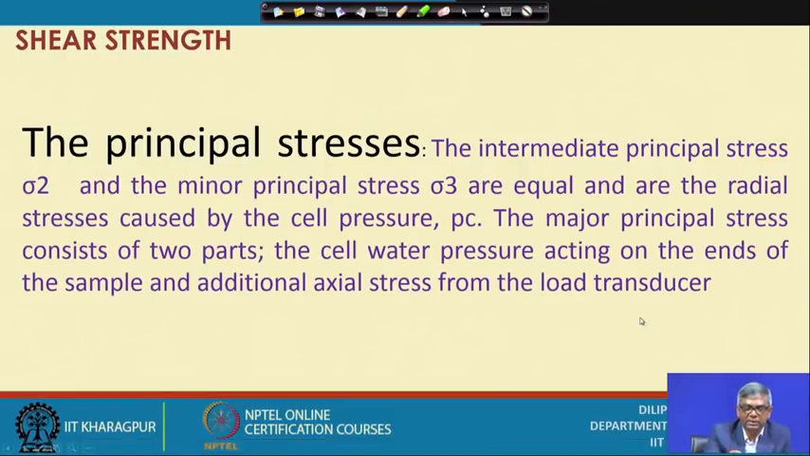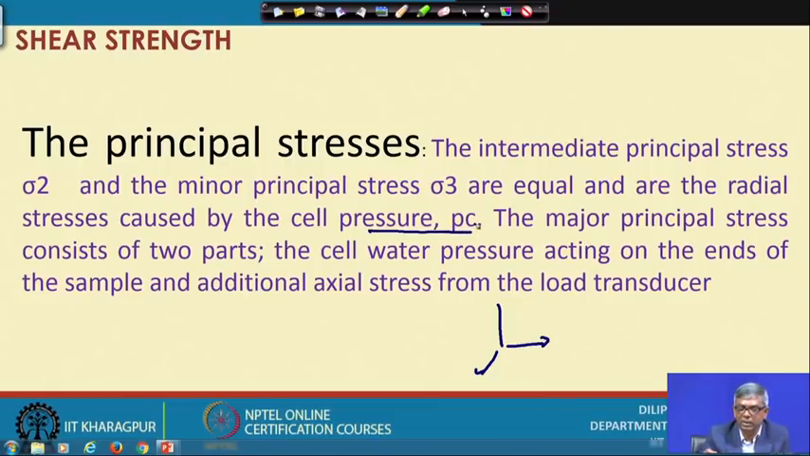And the principal stresses: since we are considering a cylindrical sample, though we have 1, 2 and 3 directions, 2 and 3 will be identical. They are called the intermediate or minor principal stress, which is nothing but the shell pressure we are applying, sigma 3.